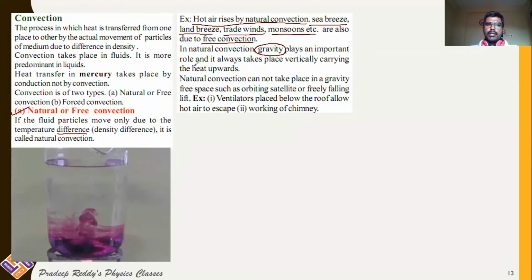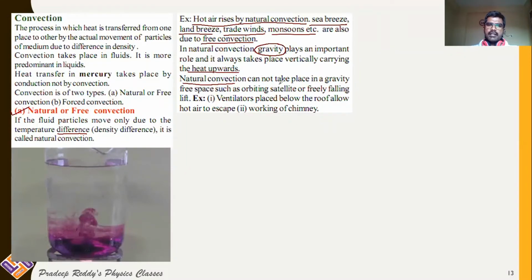Gravity plays an important role, and it always takes place vertically, carrying the heat upward. Because gravitational force is present throughout the universe, definitely on the surface of the earth, gravitational force plays a major role. Therefore, in natural convection, mostly the heat will be transferred in the upward direction. Greater denser molecules come down because gravitational force pulls them downward.